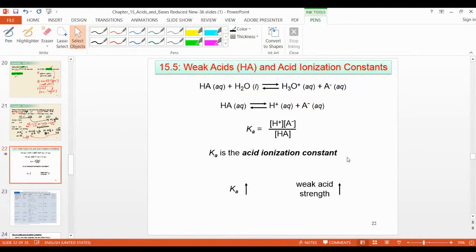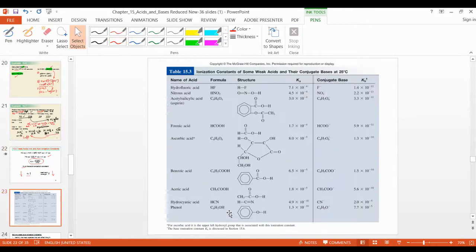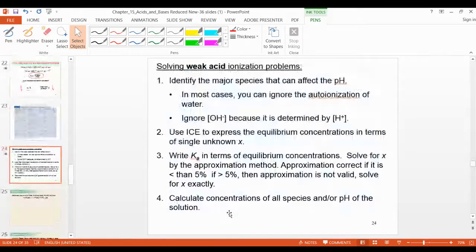For weak acid and acid ionization, just like this I already explained how to write the K value. This is according to the law of mass action, for any reaction, this is all aqueous. As the K acid constant value increases, the strength of the weak acid will increase, as I already explained. If the K value decreases, the strength will decrease. All right, so these are all the K values for acid.